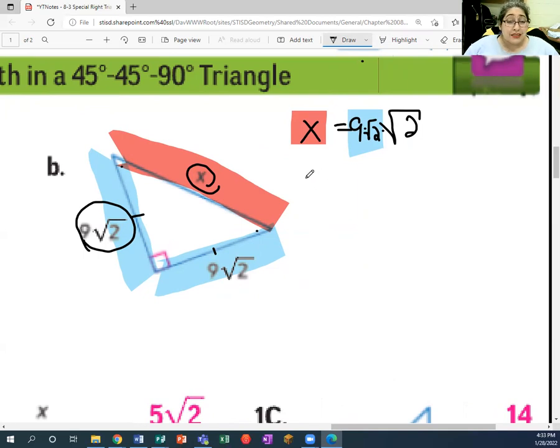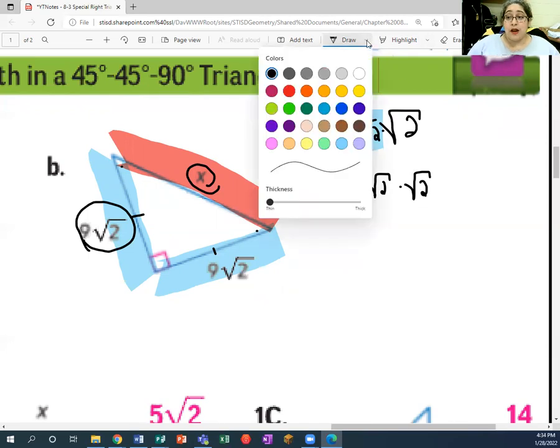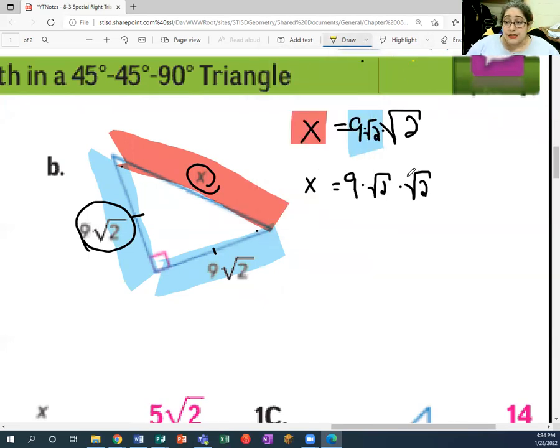Let me write that a little neater just because it's looking a little messy right now. So that's 9 times the square root of 2 times the square root of 2. Okay, I need to remember how we multiply radicals together, things with square roots. I can multiply them together as long as the index, which is indicated by a little number or a letter floating right here, is the same.